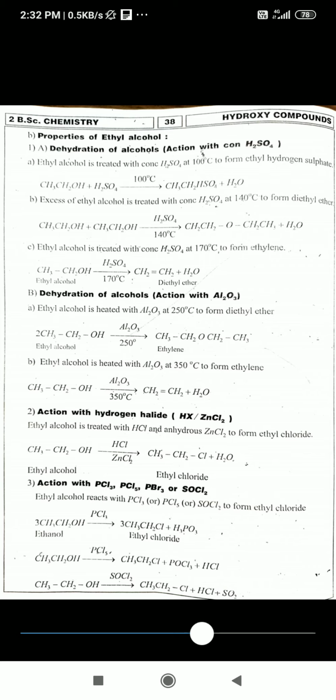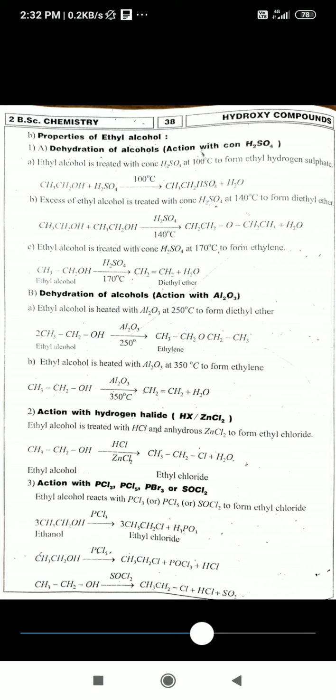Action with hydrogen halide. Ethyl alcohol is treated with HCl and anhydrous ZnCl2 to form ethyl chloride. So C2H5OH, I mean CH3CH2OH. On the arrow mark, we are putting HCl and ZnCl2. That is nothing but Lucas reagent. We will get ethyl chloride as the main product.